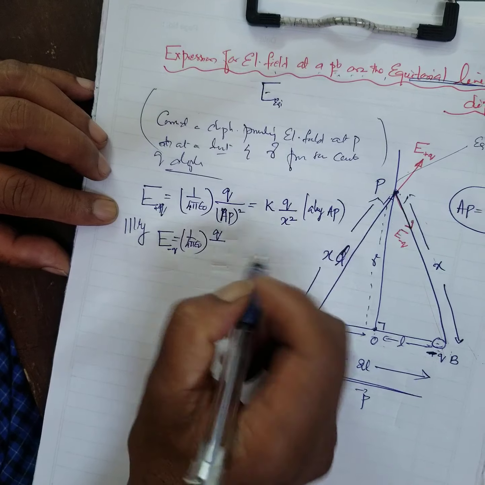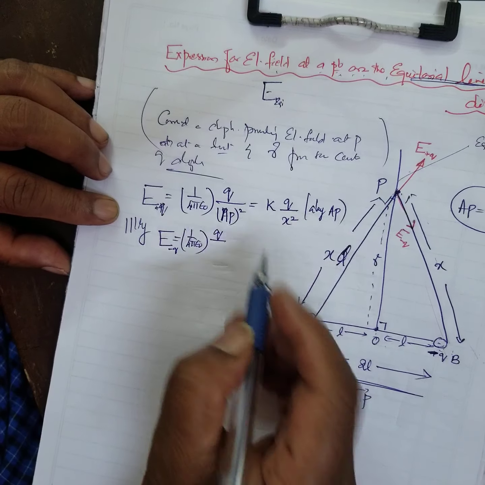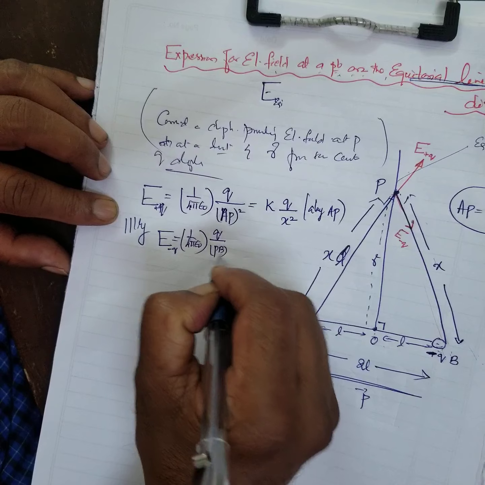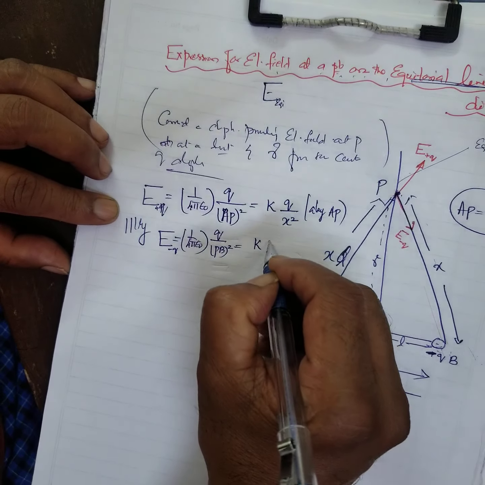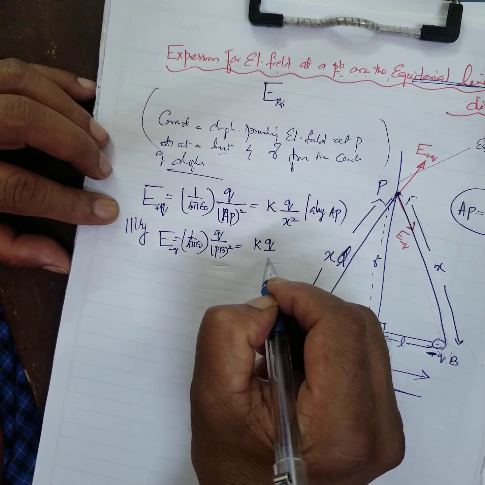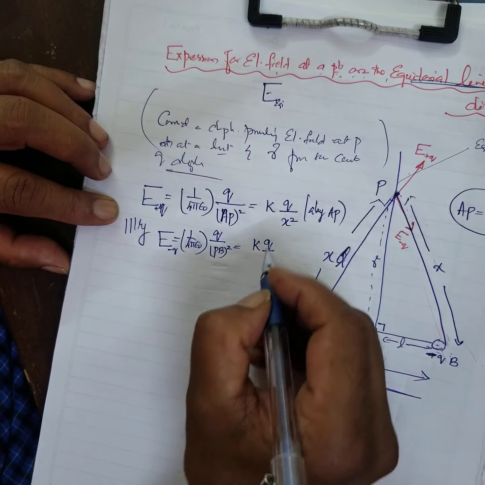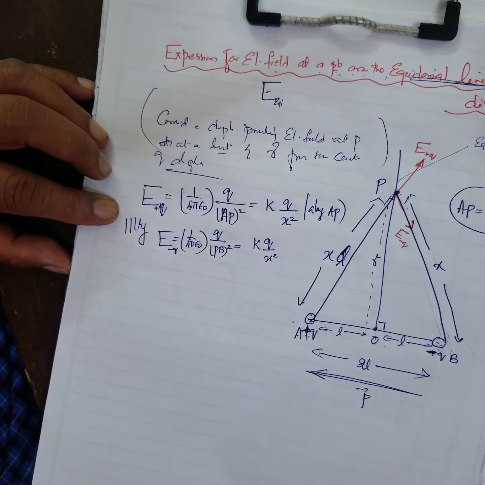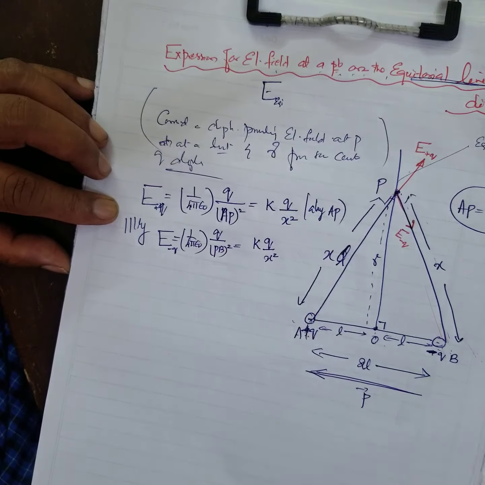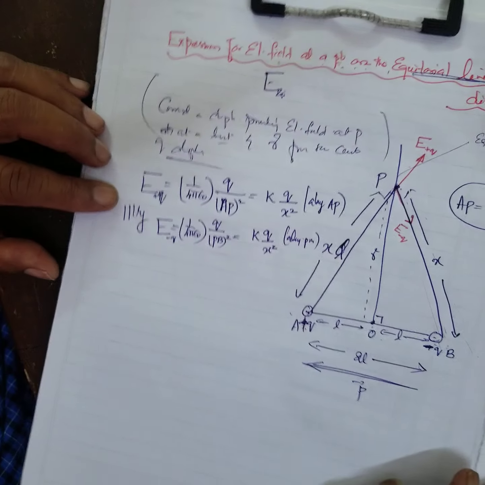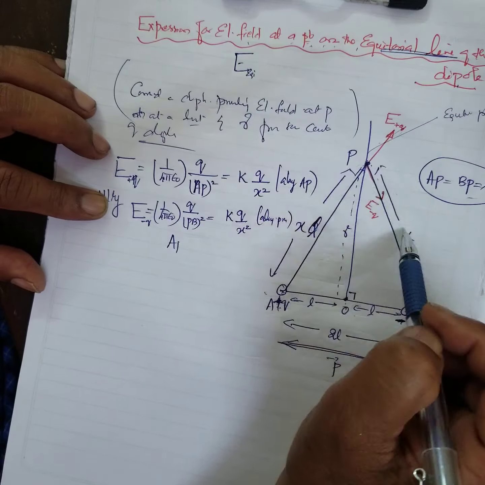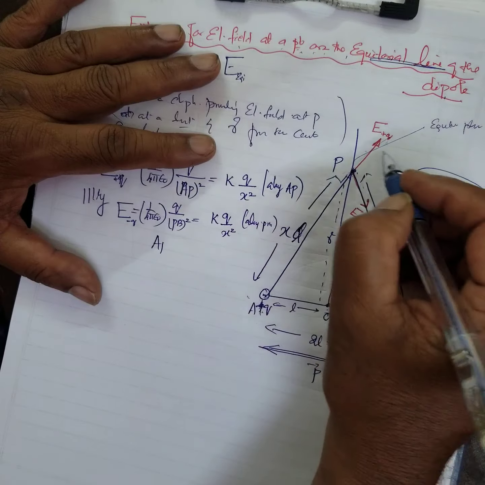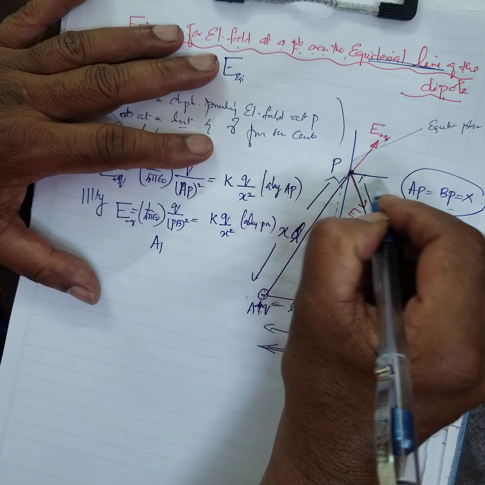Q by PB whole square. That is K Q, magnitude of the charge, and PB is X square, along PB, right? You know AP equals PB, both are equal. Therefore, the magnitude will be the same. Then what about the direction? What is the resultant field?